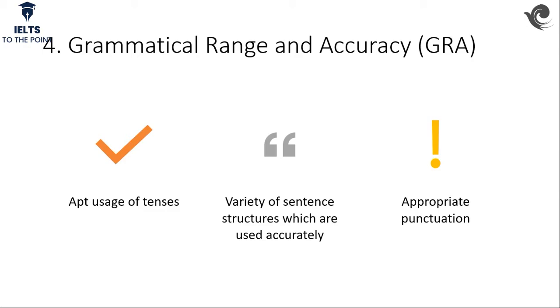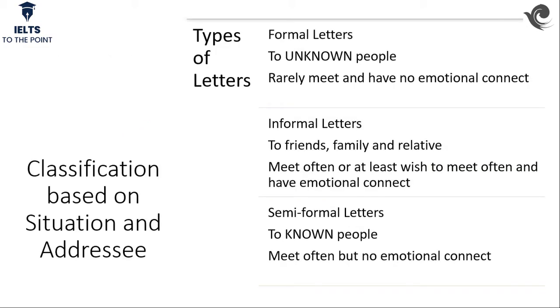Now let's talk about grammatical range and accuracy. As far as grammatical range and accuracy is concerned, we need to ensure that we have apt usage of tenses, and then we also have variety of sentence structures which are used accurately. Lastly, we need to ensure that we have appropriate punctuation. As far as punctuation is concerned, at least try to ensure that you can use the full stops and the commas well.